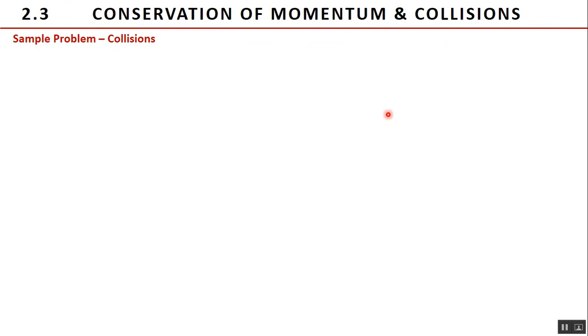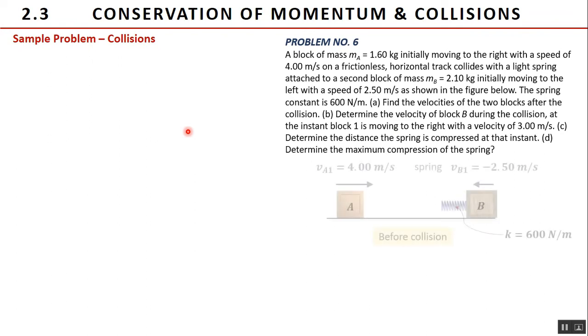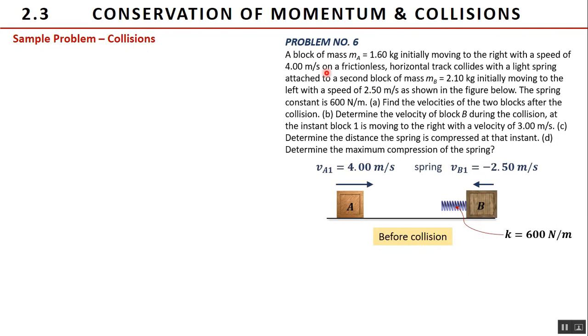In the previous problem, we saw how to deal with perfectly inelastic collision. Now, in this problem we are going to take a look at elastic collision. Problem number 6. A block of mass m sub A equals 1.6 kg, initially moving to the right with a speed of 4 meters per second on a frictionless horizontal track, collides with a light spring attached to a second block of mass m sub b equals 2.1 kilograms, initially moving to the left with a speed of 2.5 meters per second, as shown in the figure below. The spring constant is 600 newtons per meter.